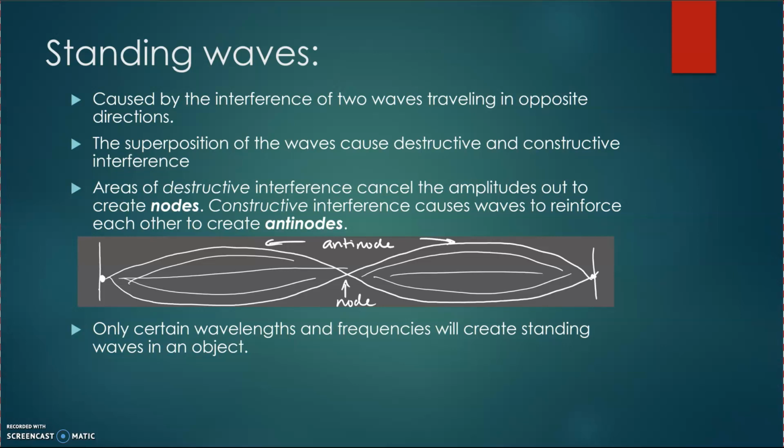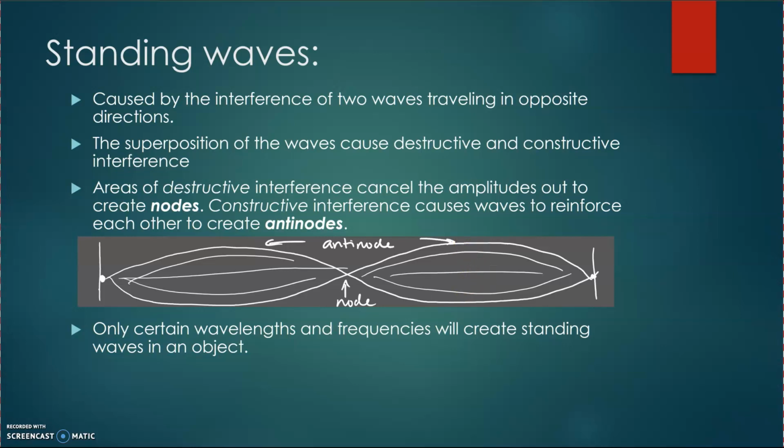Okay. Now, when they do this, they overlap with each other and they will superimpose. And in some of these areas, a crest will meet a crest or a trough will meet a trough, and they'll reinforce each other, and that's called constructive interference. And in those areas, they will cause these very large vibrations, which we call antinodes.